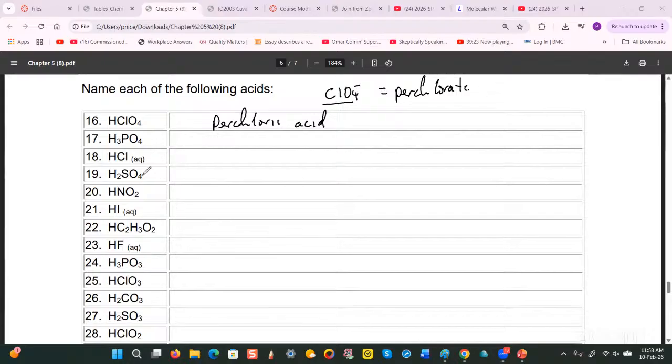I think I did one for you already. H3PO4. So what would you look for in the table? PO4 3 minus, right? What's the name of this ion? Phosphate. So what's the name for H3PO4? Phosphoric acid.